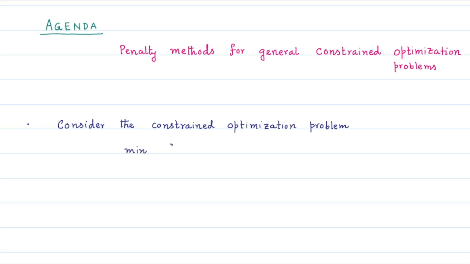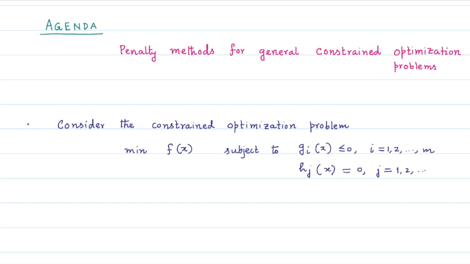minimization of the objective function f(x) subject to inequality constraints given by g_i(x) ≤ 0 for, let's suppose, m many inequalities. And also let us suppose we have l many equality constraints given by h_j(x) = 0. Let us name this problem as the problem, let's suppose, P.